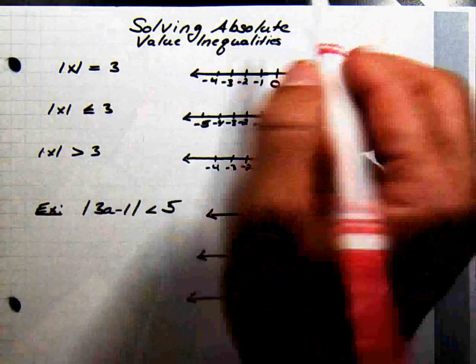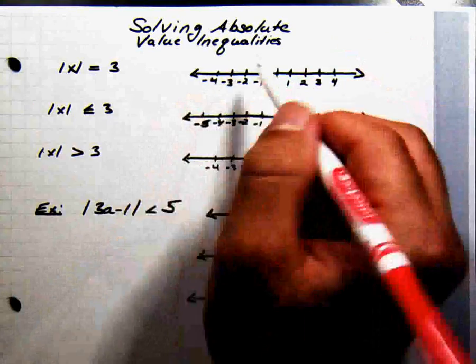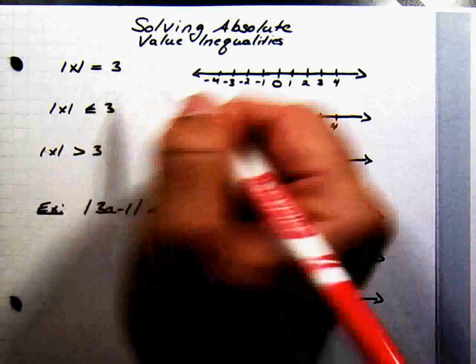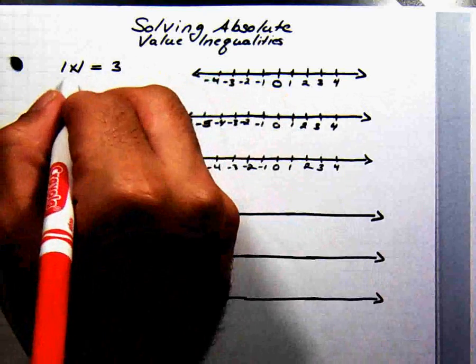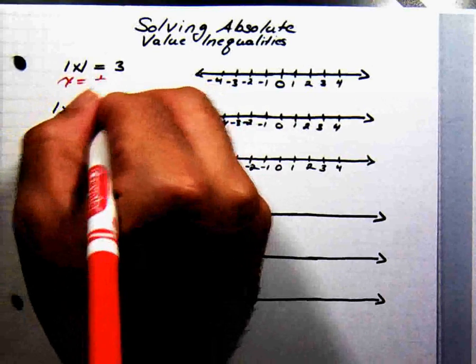In this video we're going to talk about solving absolute value inequalities. Before we move to absolute value inequalities though, let's go ahead and refresh ourselves with absolute value equations. This equation says that a number's distance from 0 is 3, and two numbers fit that bill, positive and negative 3.